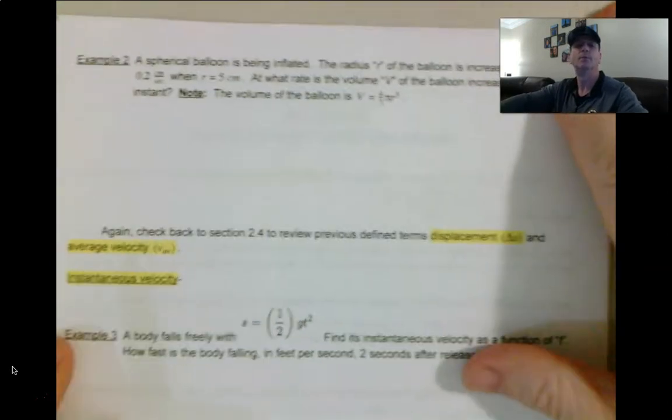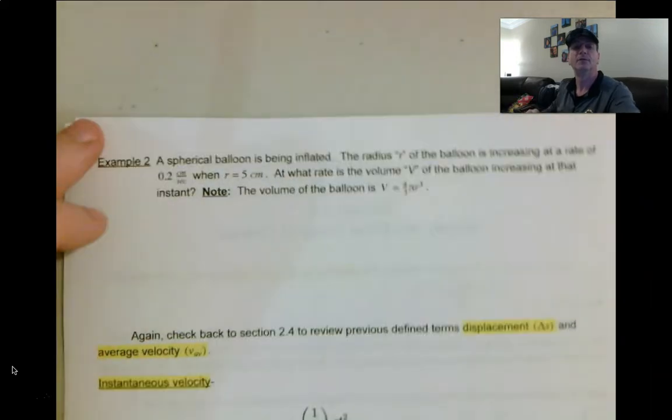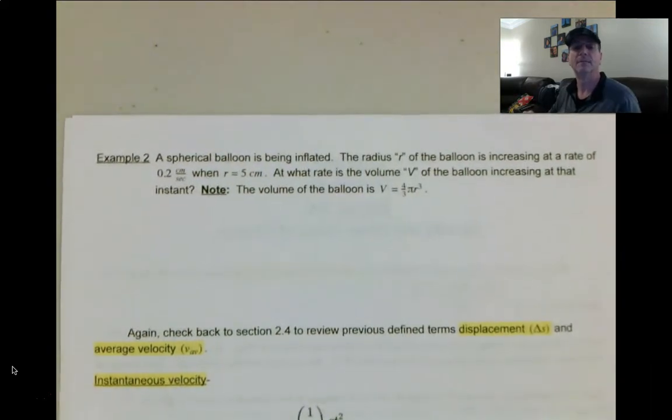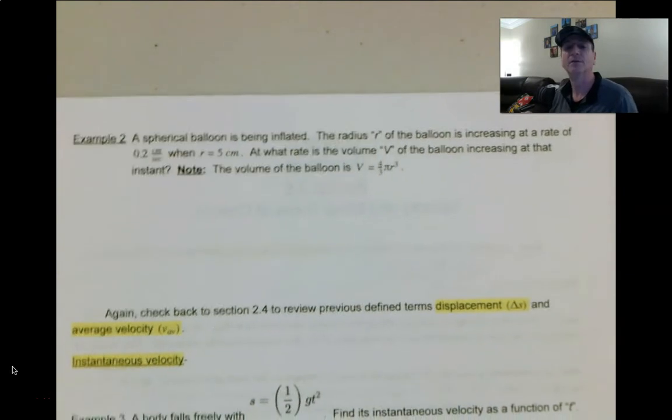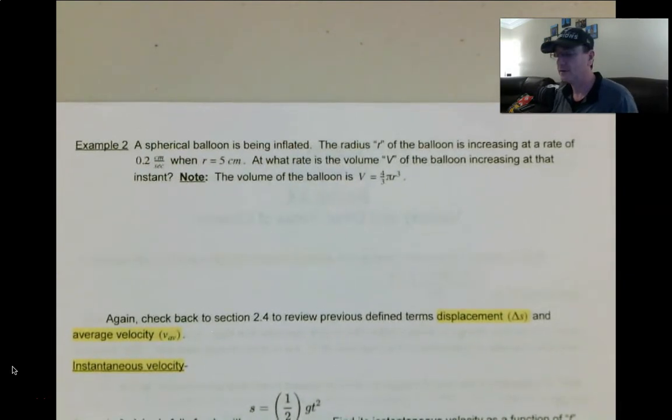Example 2. A spherical balloon is being inflated. The radius r of the balloon is increasing at a rate of 0.2 centimeters per second when the radius is 5 centimeters.